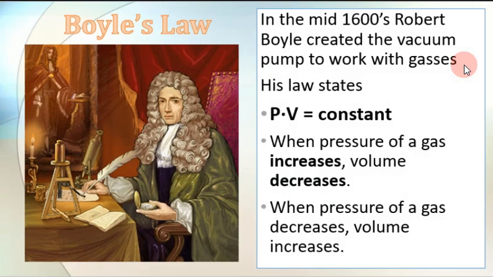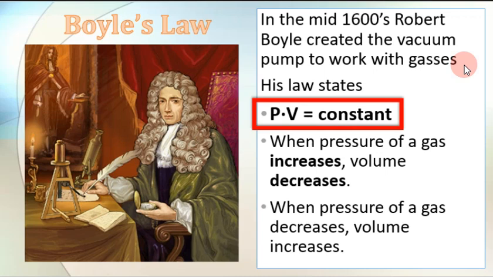He established this fact that P times V, so pressure times volume, was always constant. Now this isn't exactly the math equation you're supposed to write down. Not yet. Don't do it yet. Because it's not really giving us very much information.